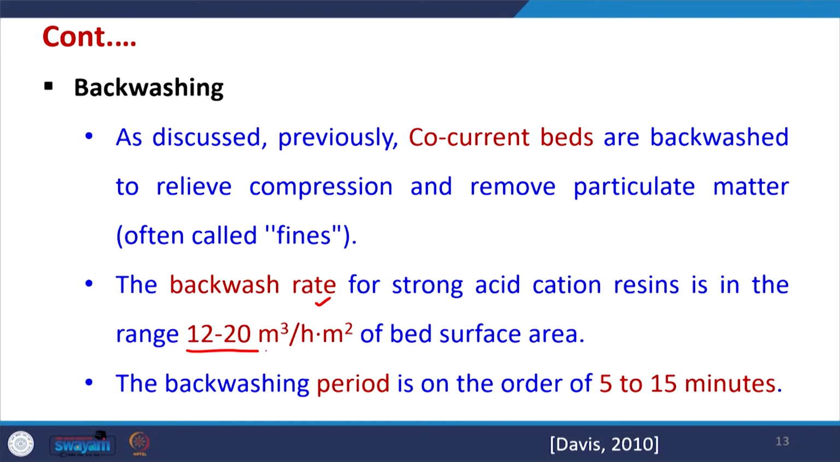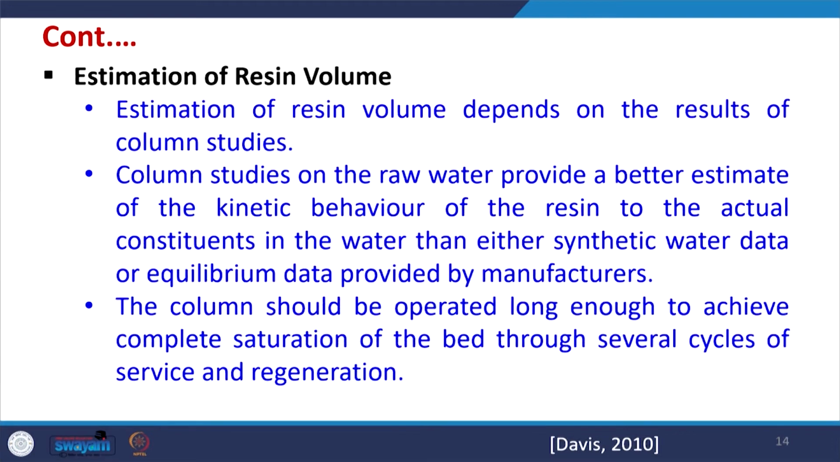Backwashing rates for strong acid cation resins are in the range of 12 to 20 meter cube per hour per meter square of the bed surface area. This is the general backwashing rate which is kept, and the period of operation may be from 5 to 15 minutes or higher, depending upon the size of the bed etc. Through this, backwashing is done.